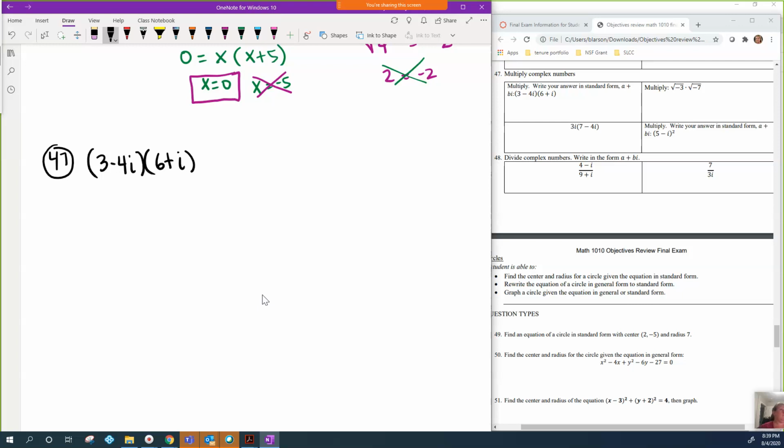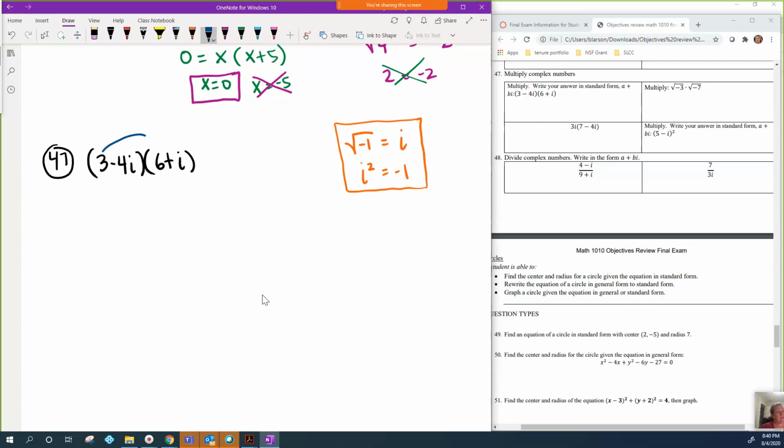But before we FOIL those together, two other things that I want to make sure that you put on that little sheet that you're bringing into the test is to remember the square root of negative 1 is i, and i squared is negative 1. These are so important to know in order to simplify this. Okay? So let's go ahead and look at this.